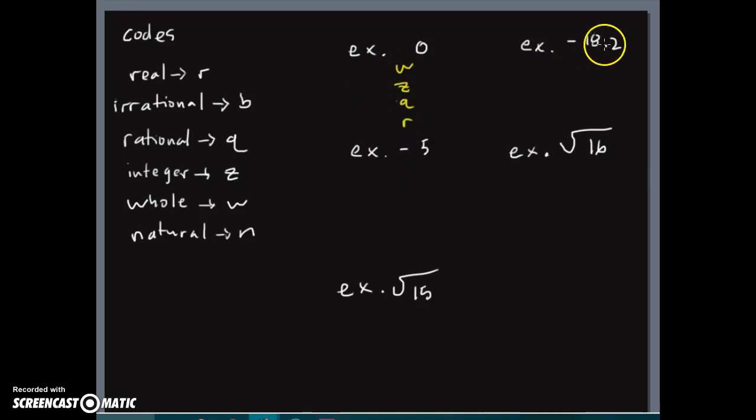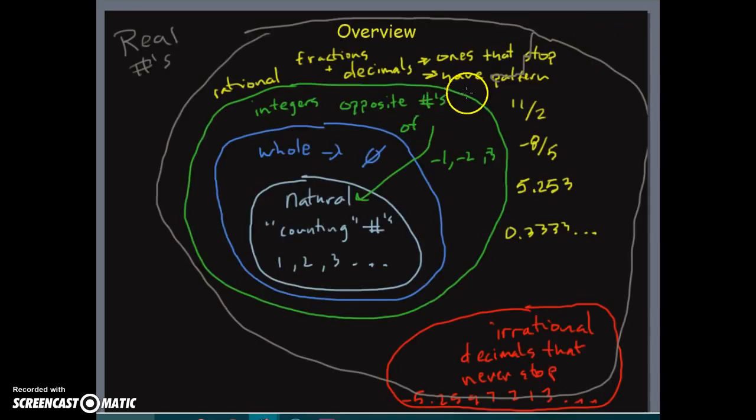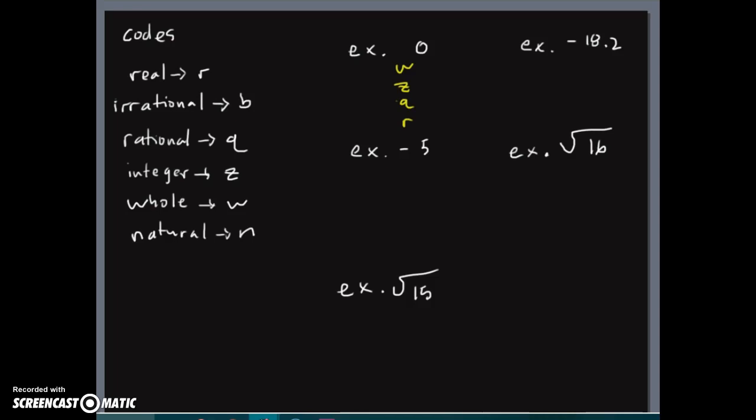Now what about negative 18.2? Well, it's a decimal, and I know the first group of numbers that are decimals is either going to be a rational number or an irrational number. So is it a decimal that stops, or is it a decimal that goes on forever and doesn't have a pattern? Well, it looks like the decimal stops. So I know that it is a rational number, and if it's a rational number, I know that it's a real number because all rational numbers are real.